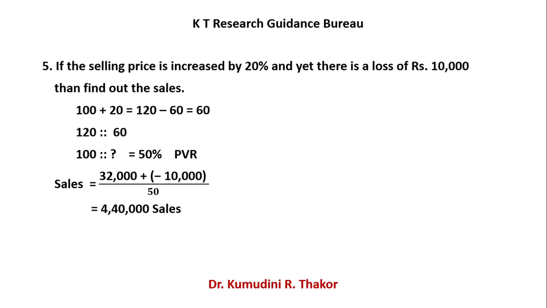How can you find out? 100 plus 20 is equal to 120 minus 60. Why? Because your PV ratio is 40%, so that is 60%. So obviously your new PV ratio is 50% and sales is equal to F plus P by PV ratio. F is 32,000 plus minus 10,000 by 50, is equal to 4 lakh 40,000. That is your sales. I hope you followed it very nicely.